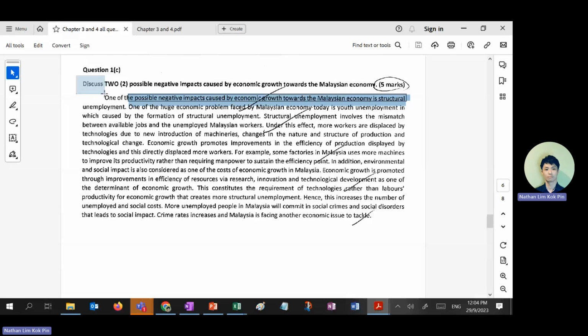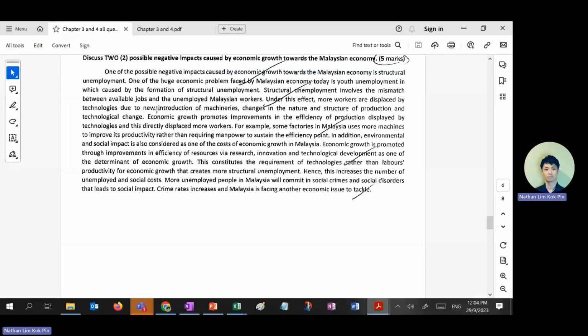Anyway, if I want to discuss positive and negative impact, I cannot use the word negative here. My question, what do I put? Possible impacts. Lucky I removed possible impacts. So what are the negative impacts? Because this one they ask about negative. The negative impact is unemployment. Second is improvement in efficiency of production. I still talk as if there's no negative. I also talk about benefit, positive impact, right? And I also talk about some negative as well, environmental and social costs, and so on, right?